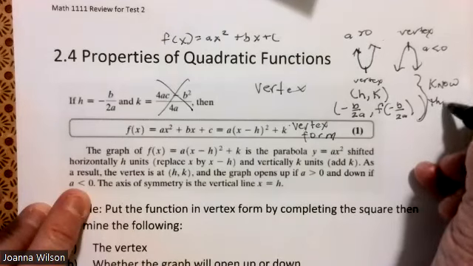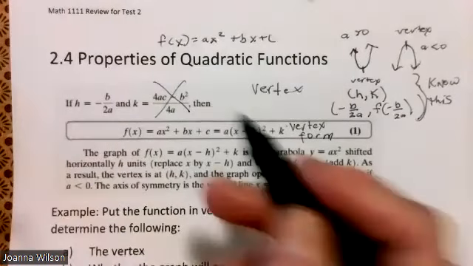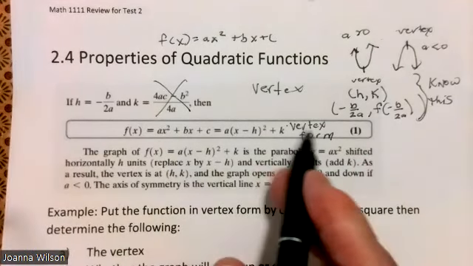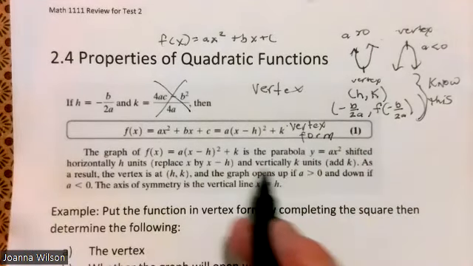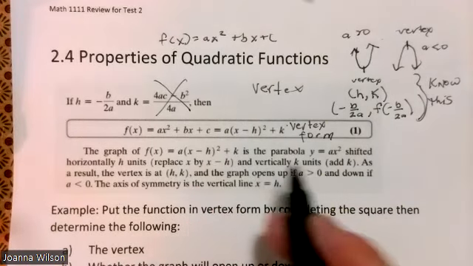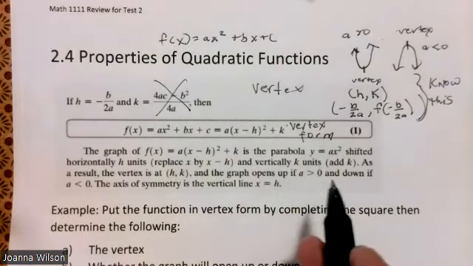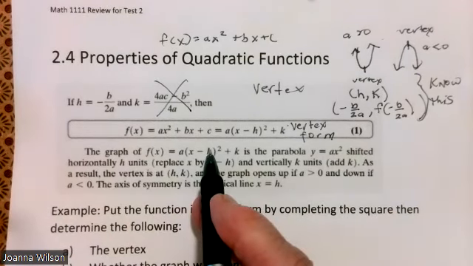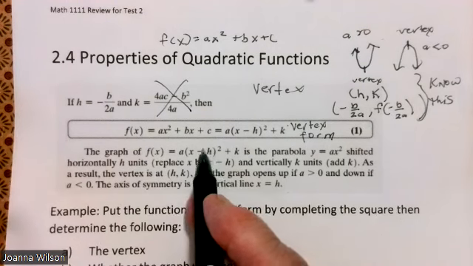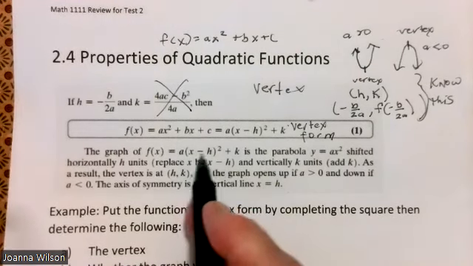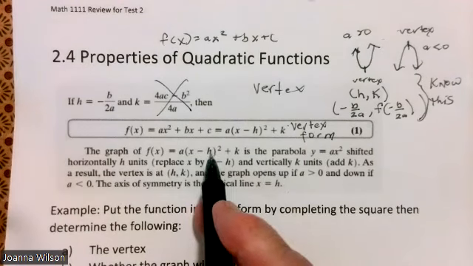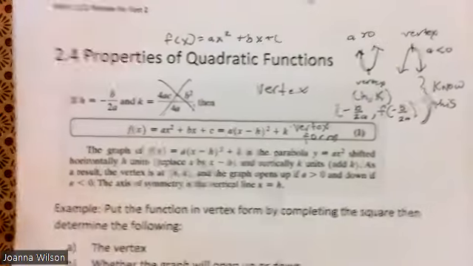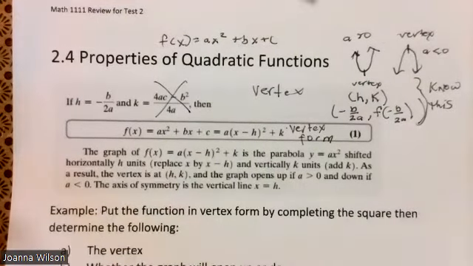You know how to get the h and the k, and that's the vertex. Sometimes they call this the vertex formula, but they call this vertex form. So when it's in this form, it's the parabola of y equals a times x squared shifted horizontally h units. Depending on whether that's a minus or a plus, you're going to shift to the right or the left. And then shift vertically k units.